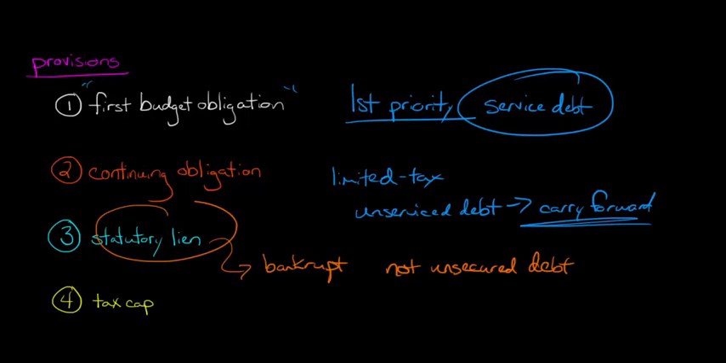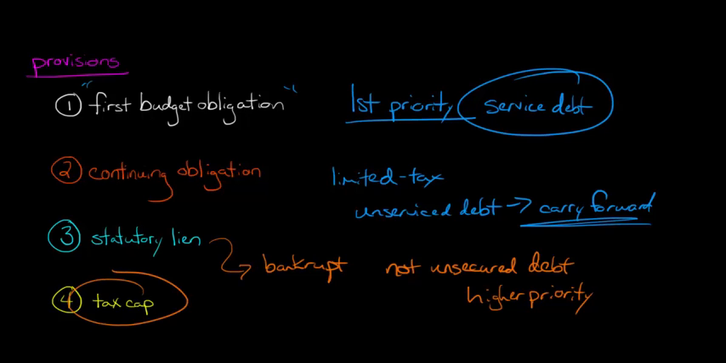But when you have the statutory lien, you're saying, look, this is not going to be treated as unsecured debt, so it's going to have a higher priority in terms of its claims in the bankruptcy proceeding. And that's going to be helpful, obviously, to investors. That's going to give them a little less risk. Now, a tax cap is actually going to be hurtful to investors. This is not going to be good.